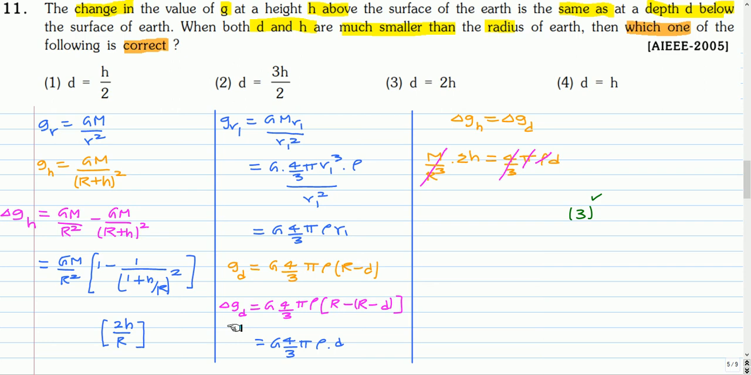So from this we get the acceleration due to gravity at a depth d as this one. At the surface it's r, at the depth it's r minus d. So this can be simplified as g into 4 by 3 pi rho into d.